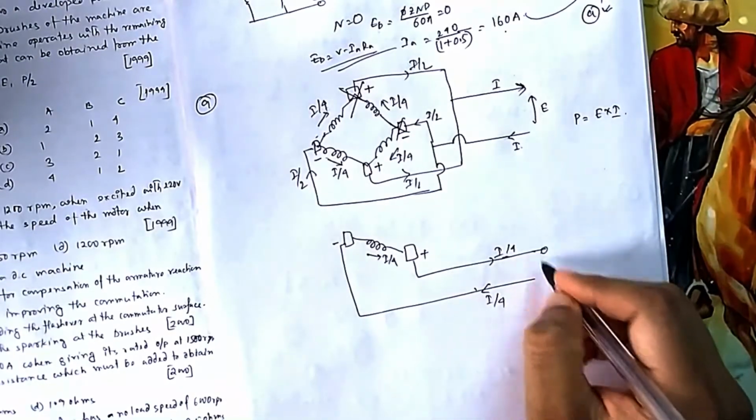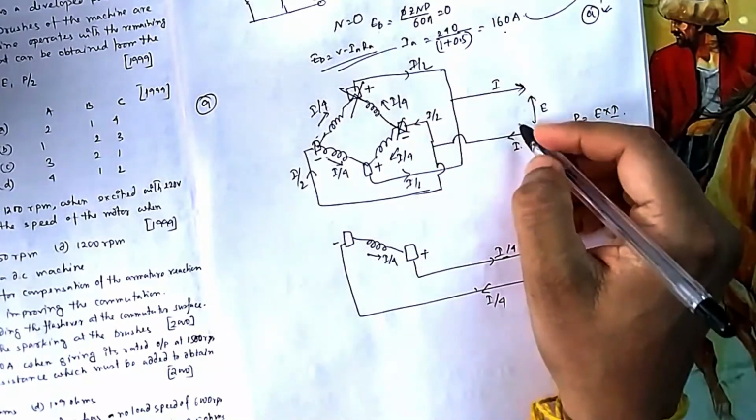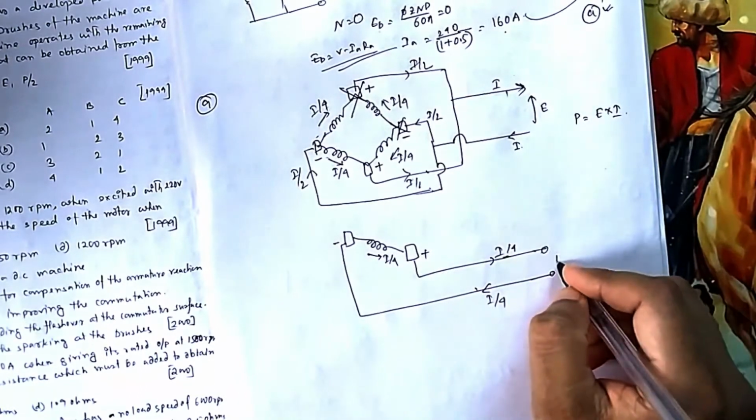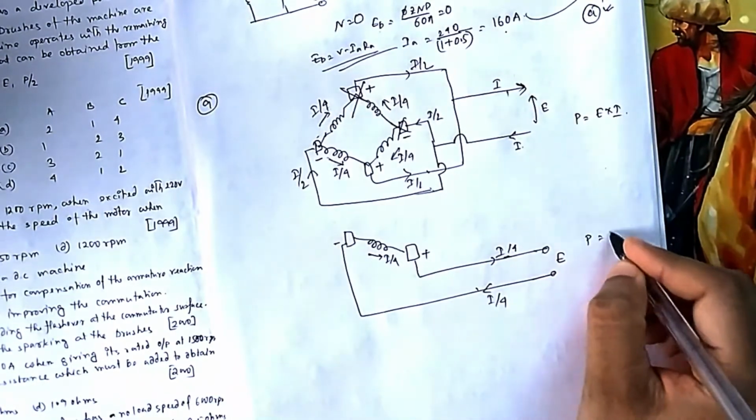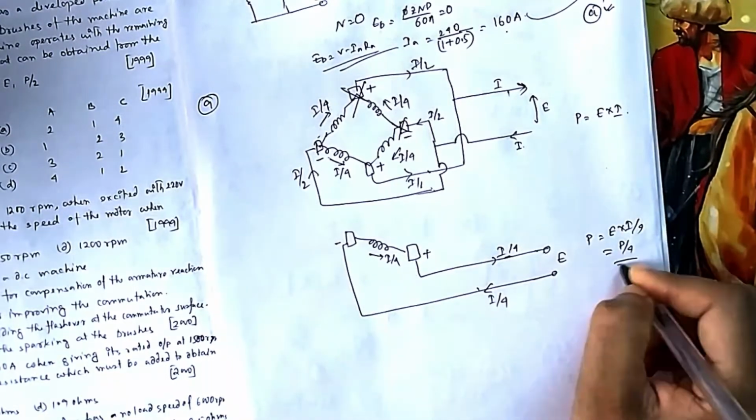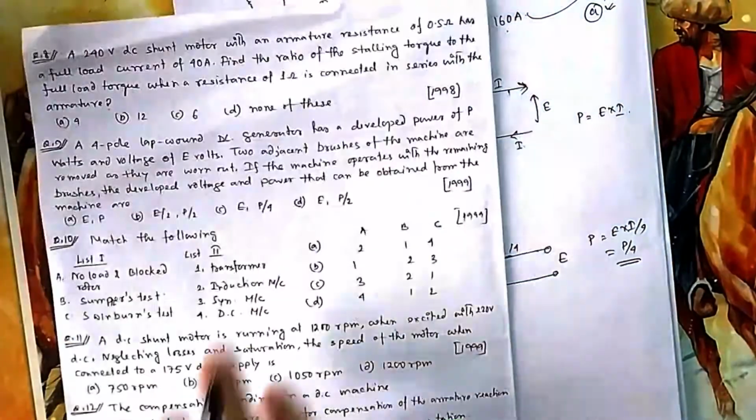So at the end you will get, the voltage will remain the same. The voltage between these and these will all remain the same, because it is connected in parallel. So the voltage is E. But power will be equal to E into now I by 4. So power will be divided by 4. So that is option C. E will remain the same, but power will be divided by 4.